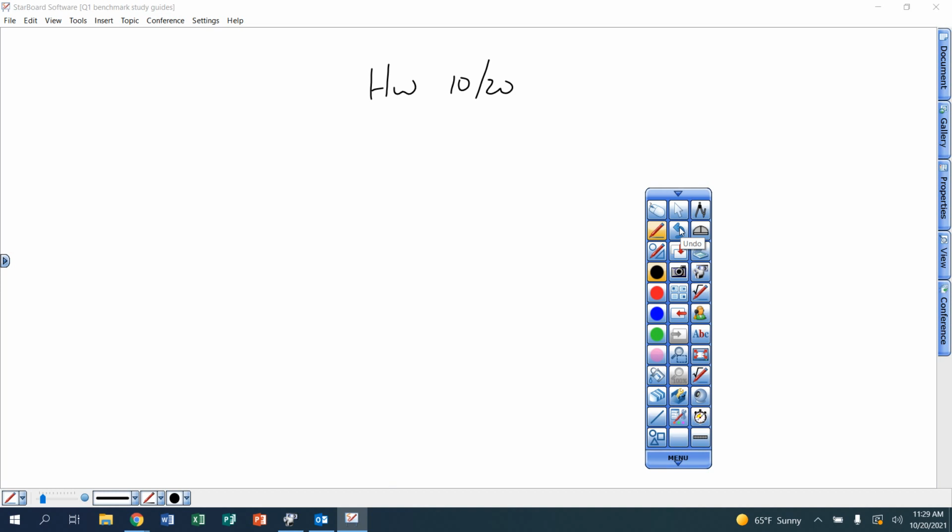Do this work on separate paper. Do not use the same piece of paper as your mind map. Separate piece of paper, please. All right, here we go.